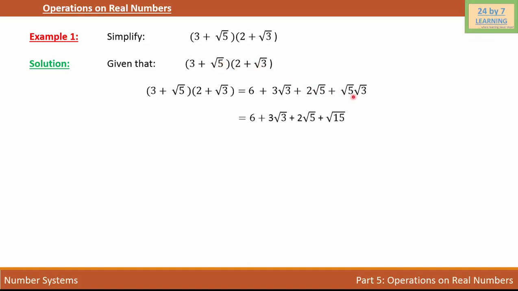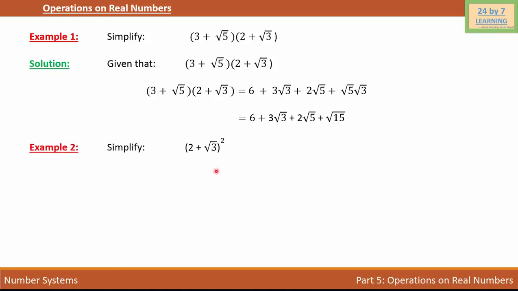If we further simplify, we will write 6 plus 3 root 3 plus 2 root 5 plus square root of 15. Because square root of 5 times square root of 3 is square root of 5 times 3. So 5 times 3 is 15. So we got square root of 15. And as you can see, we are using the operations on real numbers properties to solve this example.